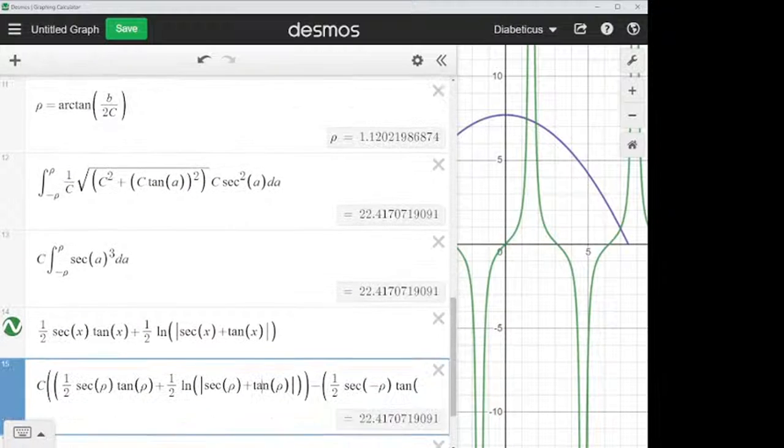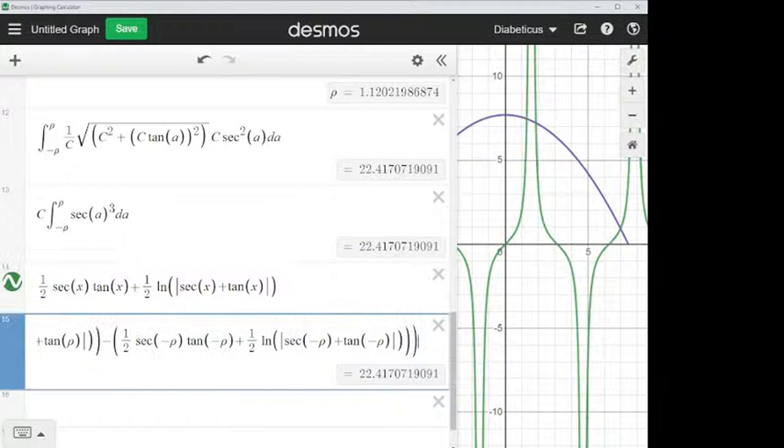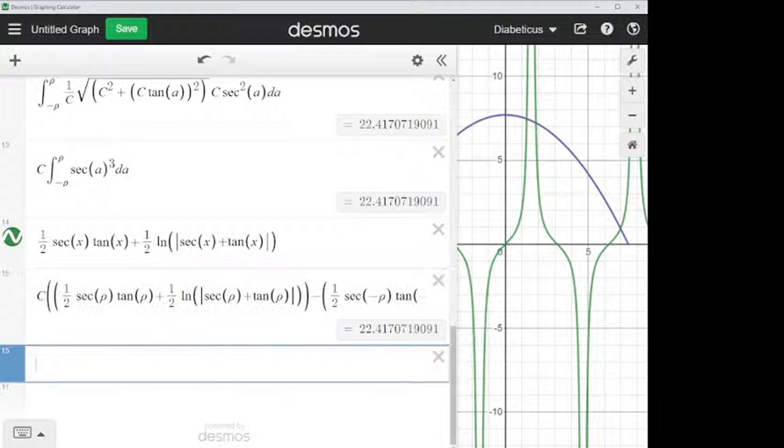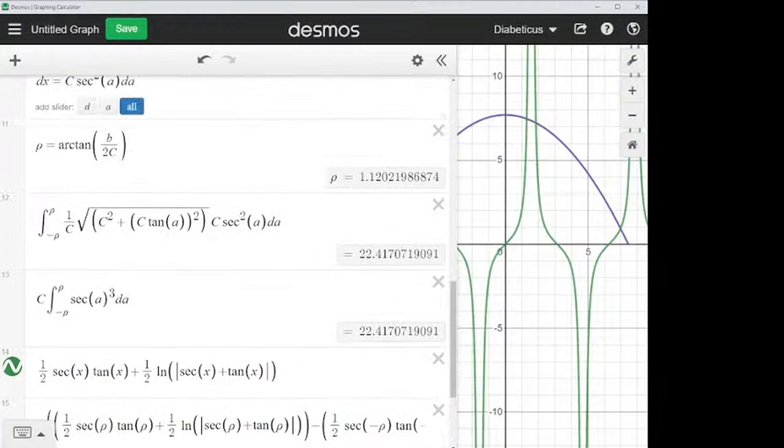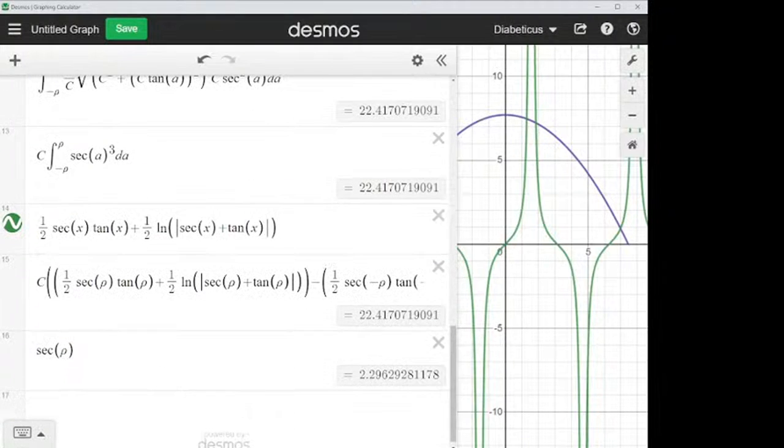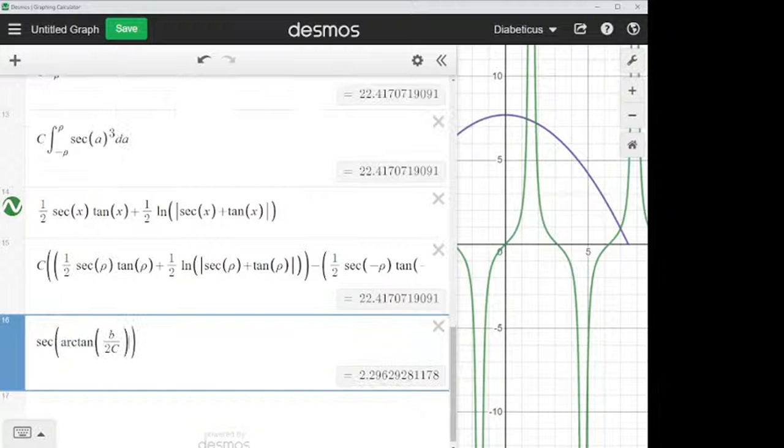Now let's solve for each of these. What's the secant of rho? That's the tangent of rho, right? That's just a number, right? Secant, and rho is this business over here. Hold up, let me try to solve this off screen.